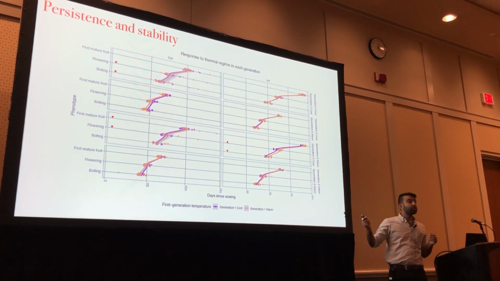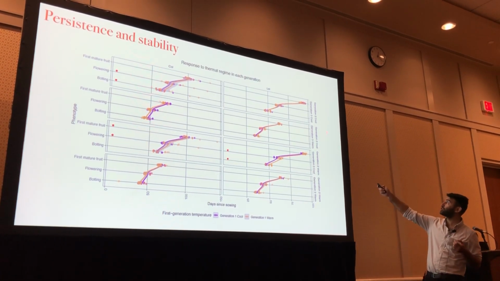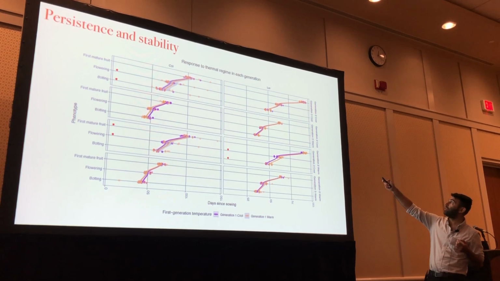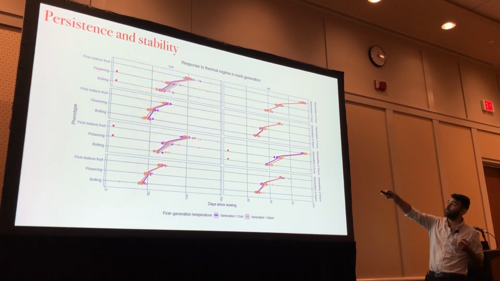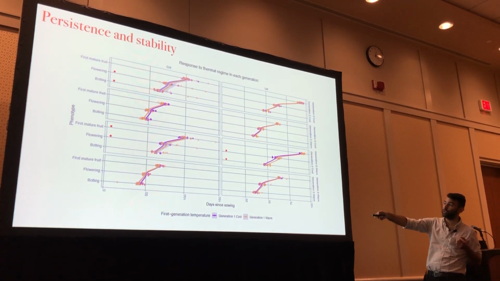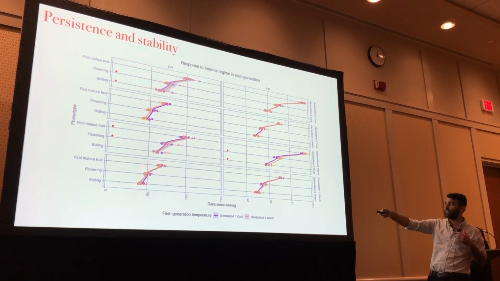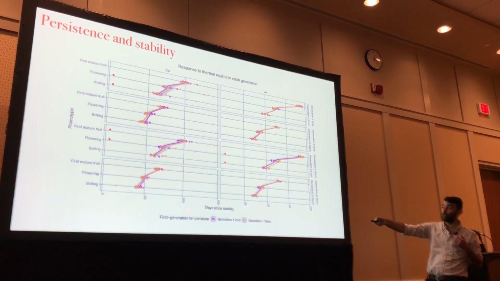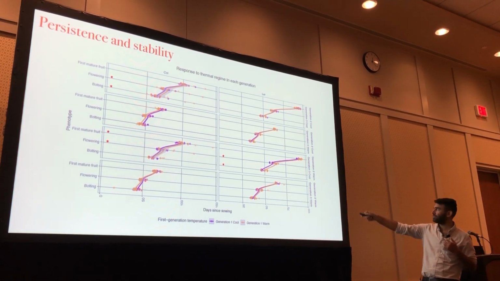Okay, we also saw differences in the stability and the persistence of transgenerational plasticity. So here, just to orient you, on the x-axis, we have time to each phenological event, so bolting, flowering, and first mature fruit. On the x-axis is the days since planting. So differences between these two lines are differences due to the grandparental environment. So here we're looking explicitly at grandparental effects.